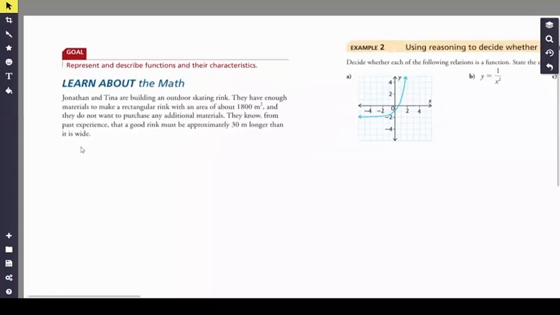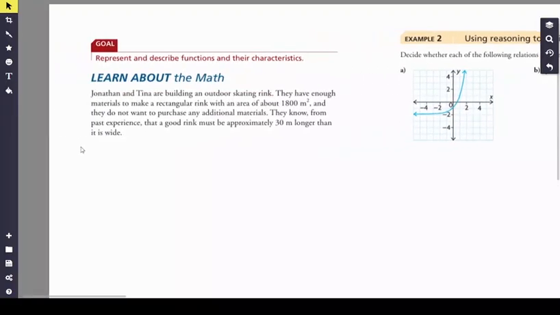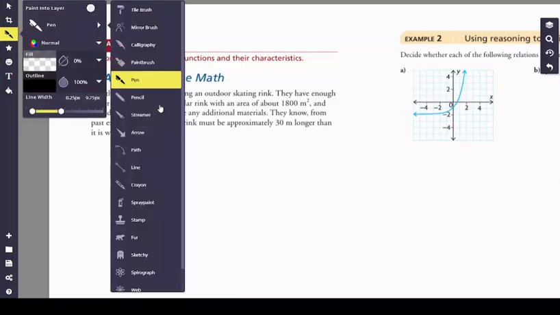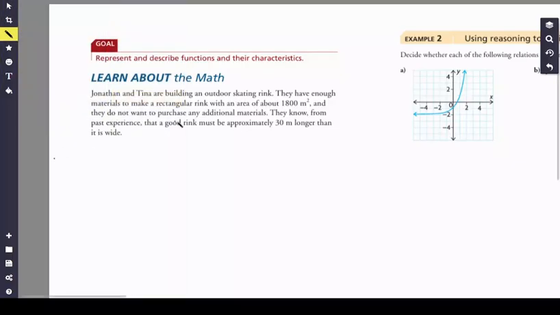Jonathan and Tina are building an outdoor skating rink. They have enough materials to make a rectangular rink with an area of about 1,800 meters squared. And they do not want to purchase any additional materials. They know from past experience that a good rink must be approximately 30 meters longer than it is wide. So let's go ahead and do this.